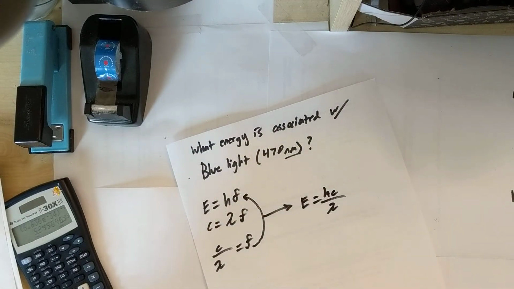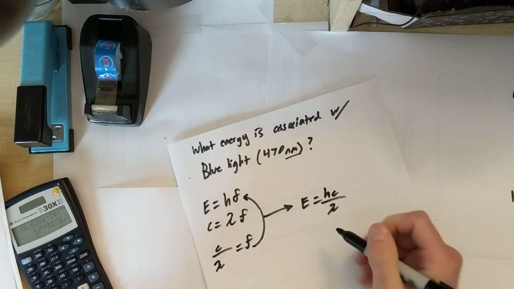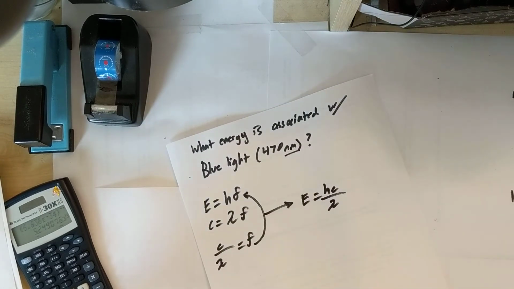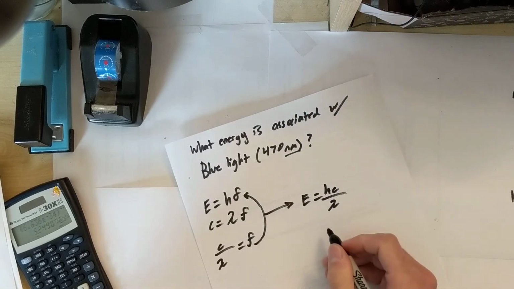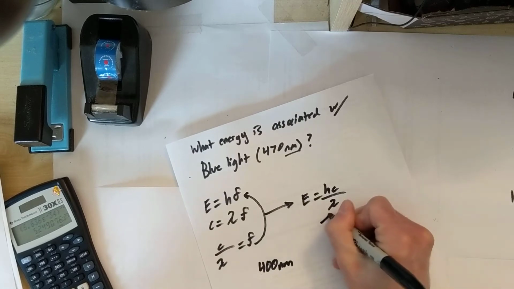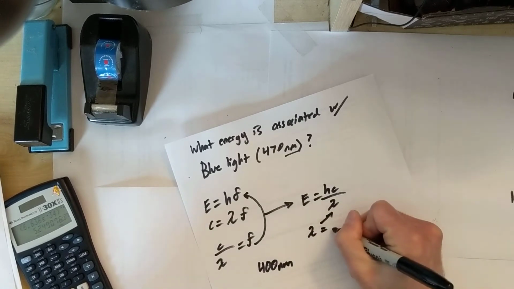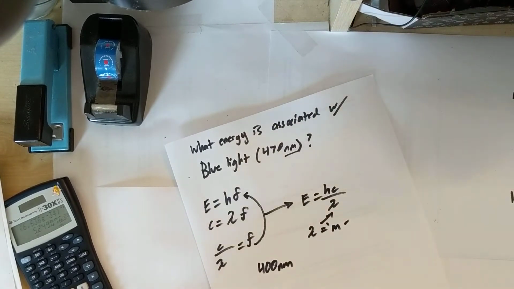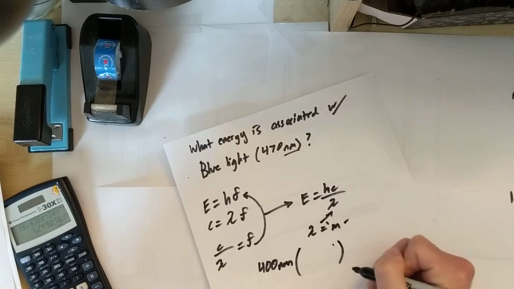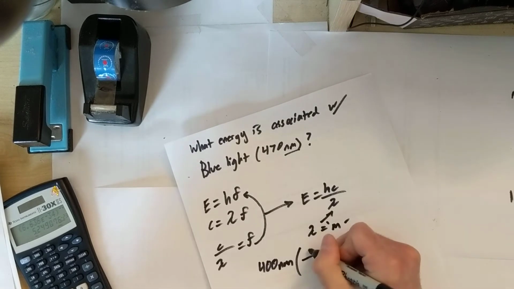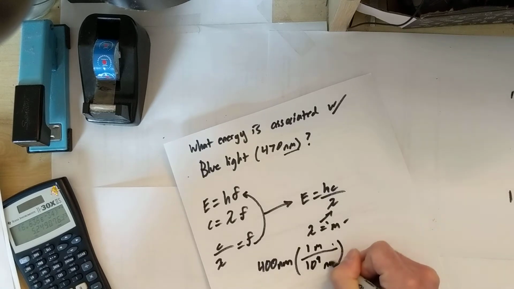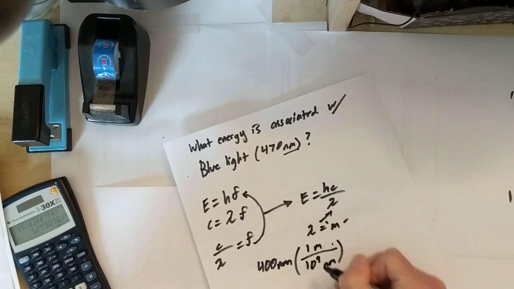So this is how we would calculate the energy using a wavelength rather than a frequency, which is what we have in this case. What we actually need to do first is convert our 400 nanometers, because here our lambda is in units of meters and not nanometers. So we have to convert our 400 nanometers into meters first. We do that by using the conversion factor of 1 meter is equal to 10 to the 9th nanometers. Remember, what you want is on top and what you have is on the bottom.